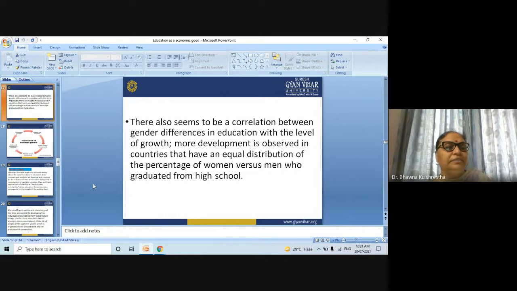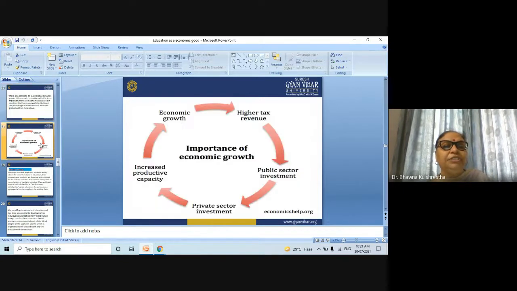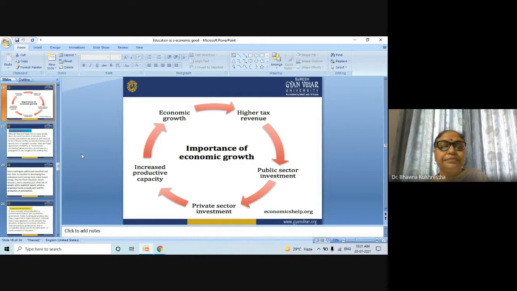And this is the picture of the importance of economic growth: economic growth, or higher tax revenue, public sector investment, private sector investment, and increased productive capacity. These are all the economic growth importance.